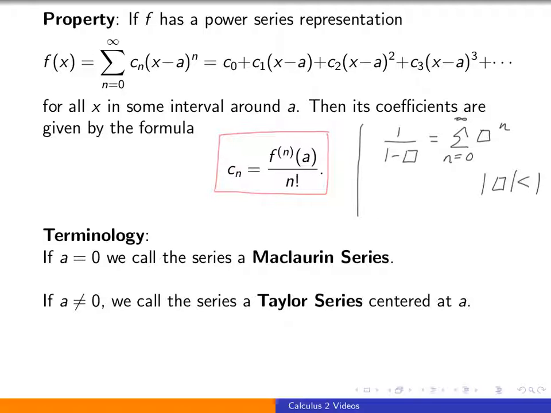Now, a bit of language here. If a is 0 and we have a power series centered at 0, we will refer to this as being a Maclaurin series. If a is not 0, we will call it a Taylor series centered at a, and this is typically the formula we think of associated with a Taylor series representation of a function. So let's look at a very common example.